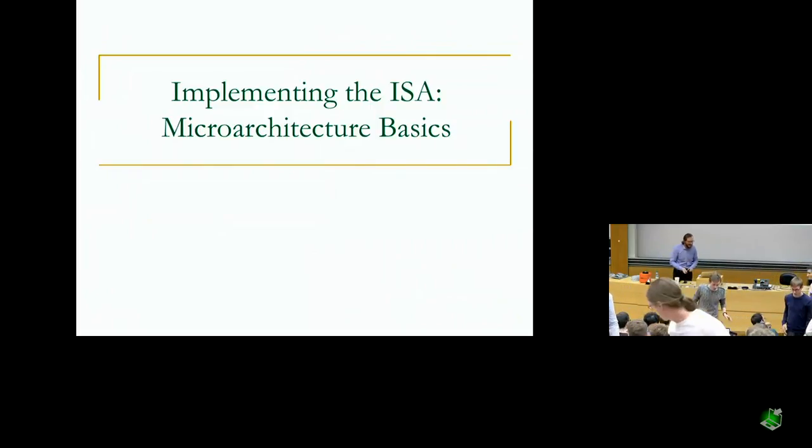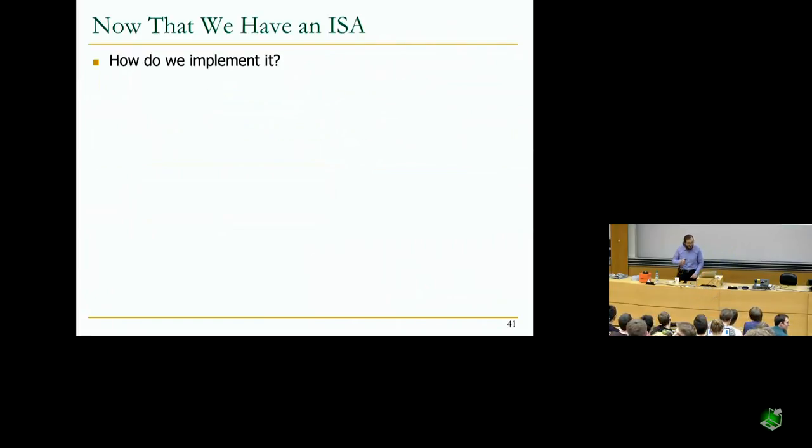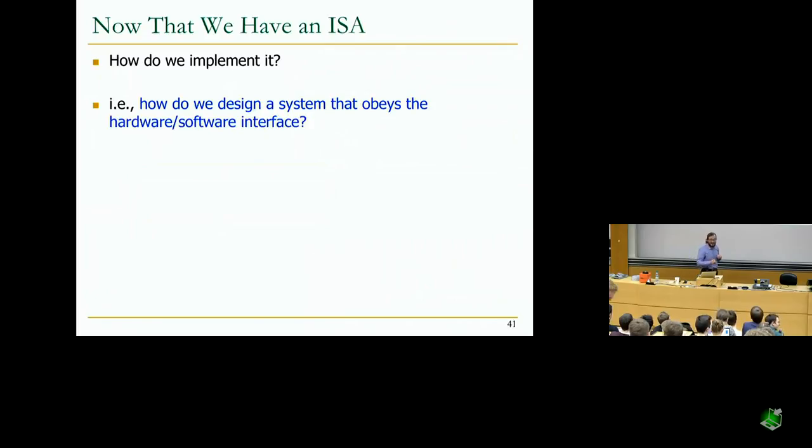Now let's talk about implementing the ISA. We're going to talk about microarchitecture, and we're going to start with the basics. But now that we have an ISA, the key question is how do we implement it? Basically, how do we design a system that obeys the hardware-software interface? Now I'm going to deconstruct things a little bit because I want you to think critically all the time. This is the hardware-software interface, the ISA.